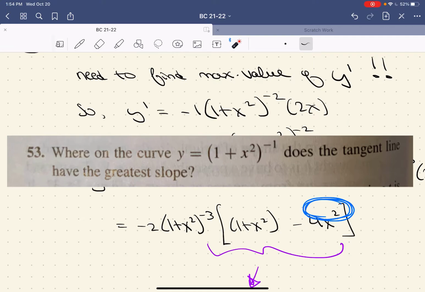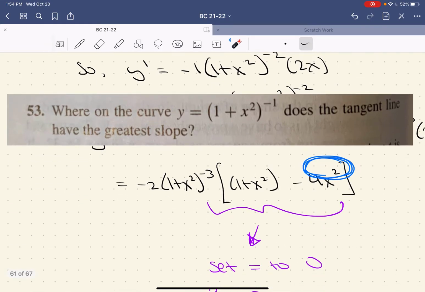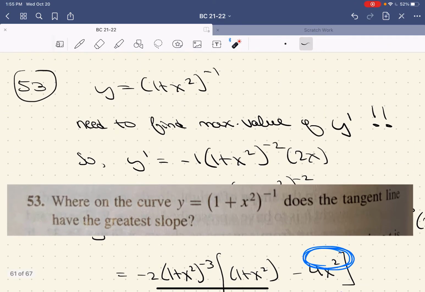So the question here is, where on this curve here is the tangent line slope greatest, all right? So I think you'll agree that in this case, we're not optimizing y. We're optimizing the tangent line to y. So we're optimizing y prime, all right? Now, if you are optimizing y prime, think about this.